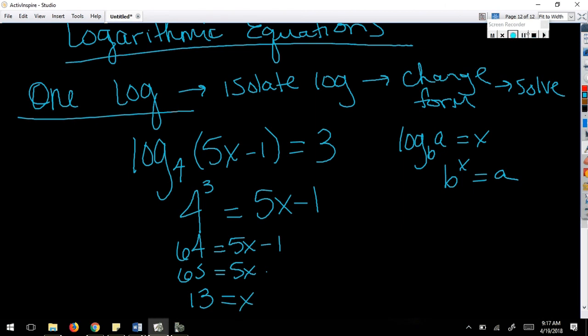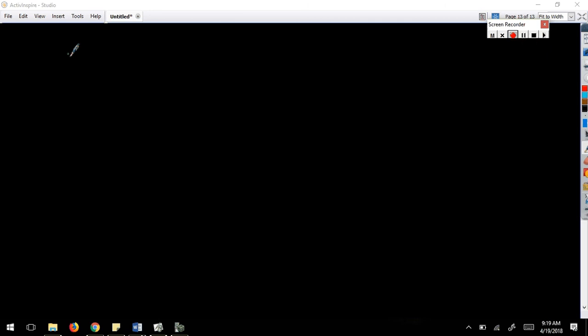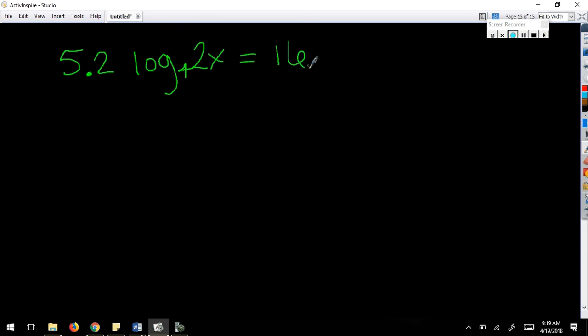Look at it for a second. 5.2 times the log base 4 of 2x equals 16. Can I change forms the way it is now? No, the log's not isolated. So to isolate it, what do I need to do? Divide by 5.2.